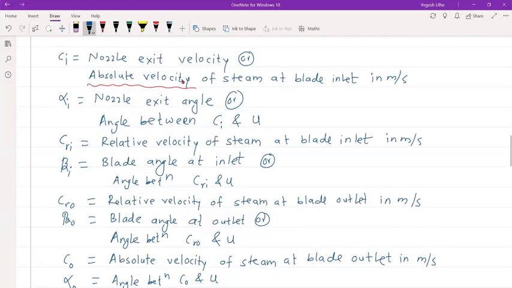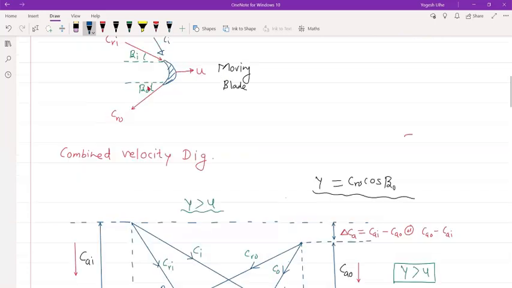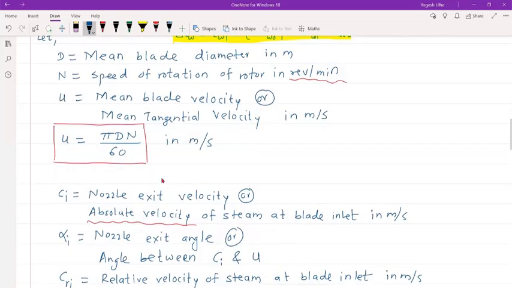Nozzle exit velocity or absolute velocity of steam at blade inlet in meter per second. Now what is meant by alpha I? Alpha I means nozzle exit angle, or the angle between CI and U.